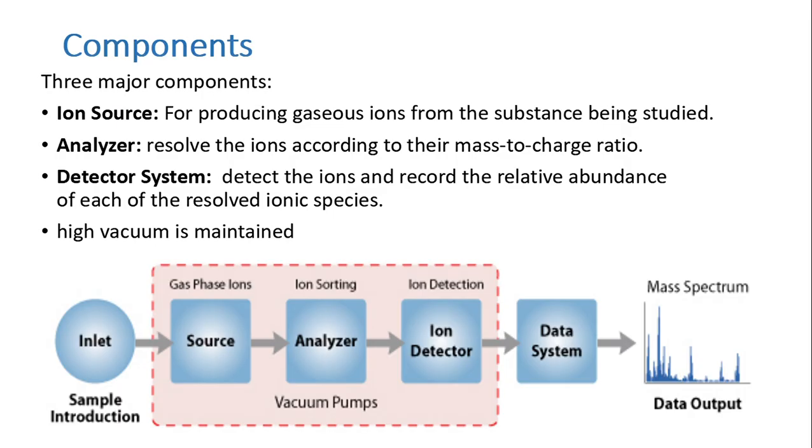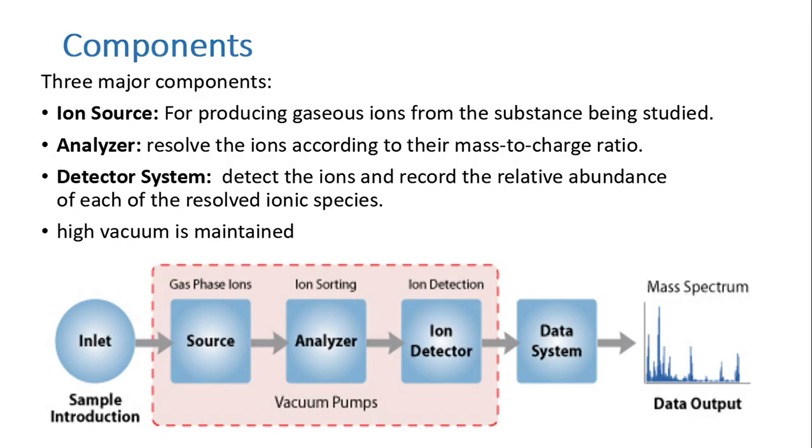Then coming to the components of mass spectrometry. Three major components are there in mass spectrometry. One is the ion source. The ion source is required for producing gaseous ions from the substance being studied. Then the analyzer is used to resolve the ions according to their mass to charge ratio. And another is the detector system that will detect the ions and record the relative abundance of each of the resolved ionic species. And high vacuum is maintained in mass spectrometry.